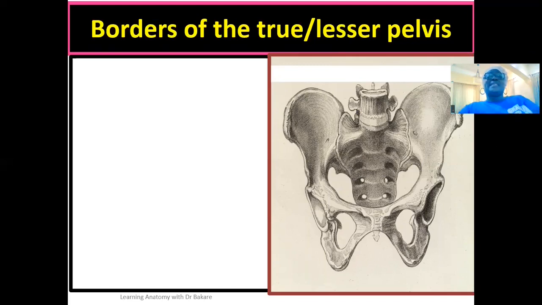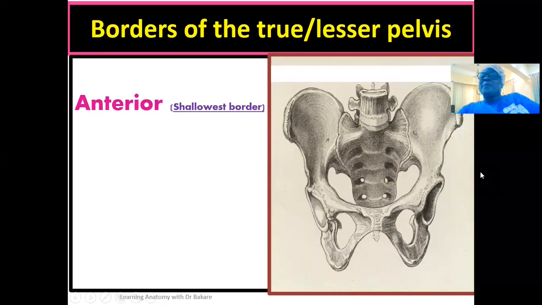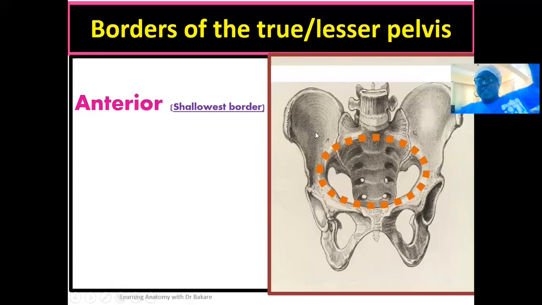And here we'll be establishing the structures that are seen to form the different borders of the true pelvis. First, we'll be looking at the anterior border. This anterior border is the shallowest border. So if you look at this configuration, this is where we say we have the pelvic inlet or the pelvic brim, which is the basis onto which the pelvic cavity is subdivided into the greater pelvis up here because it's greater, of course, above, and the lesser pelvis because it's lower or below the pelvic brim. So you have this demarcation created at this point.